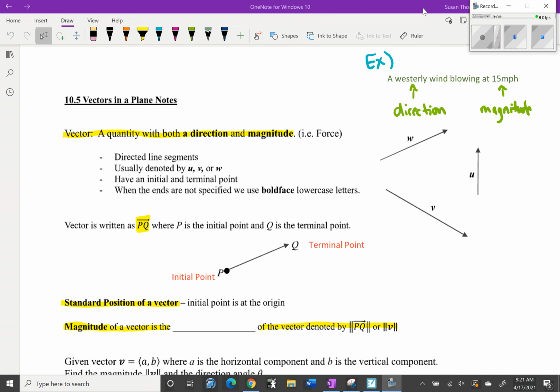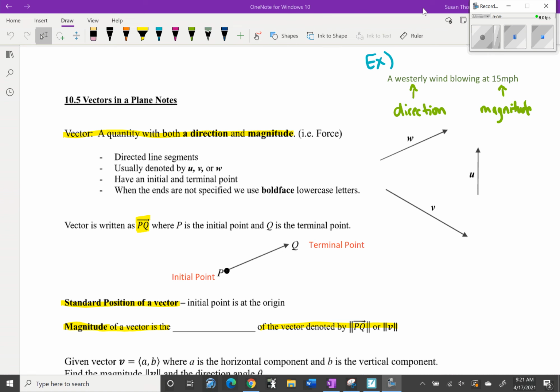Today we're going to talk about vectors. A vector is a quantity with both a direction and a magnitude. For example, if we say a westerly wind blowing at 15 miles per hour, the westerly would be the direction and the 15 miles per hour would be the magnitude.